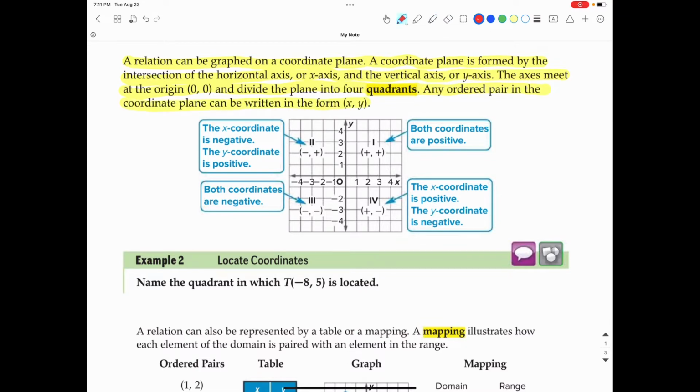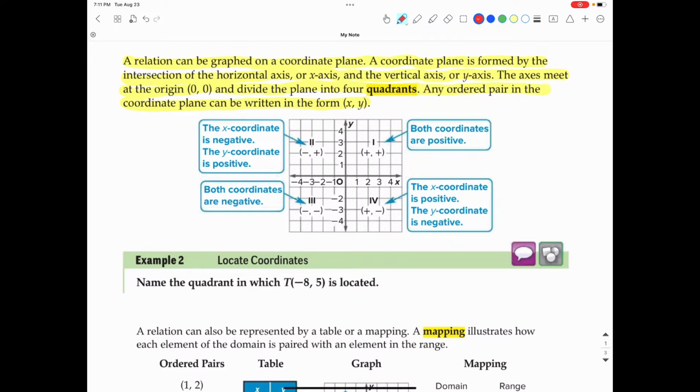So thinking back to what you've learned in other forms of math, the first number in an ordered pair tells you how far left or right you go. The second number in an ordered pair tells you how far up or down you go. Positive numbers go to the right and up. Negative numbers go to the left and down.